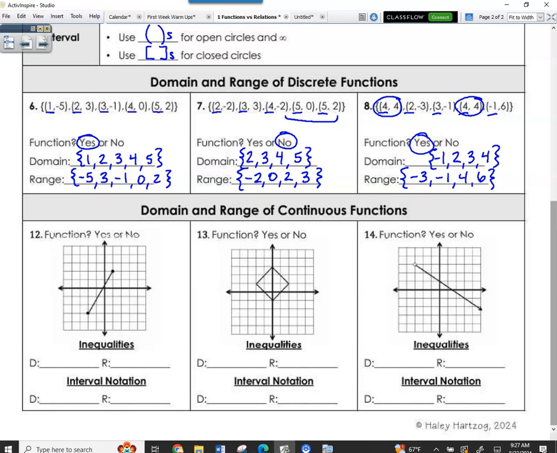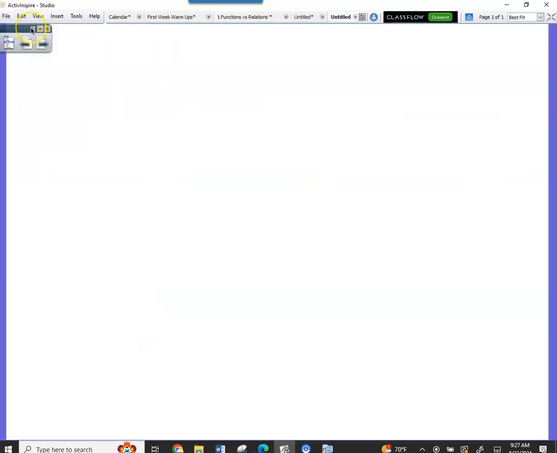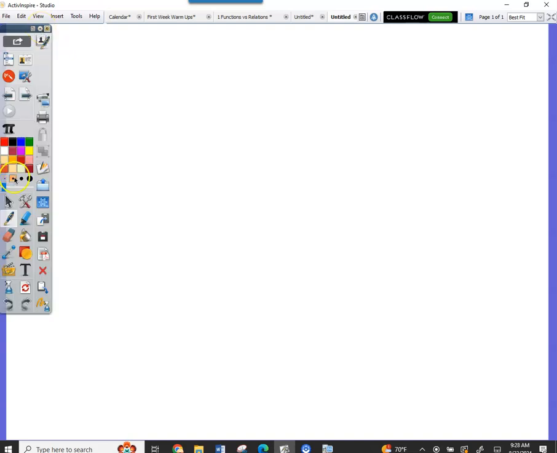Here's where domain and range of continuous functions is slightly different. Now, it's the same concept. I'm listing the x values, I'm listing the y values. The difference is, if you recall what we talked about, how many numbers are between this point and this point on this line? How many numbers are between those points? One in the center.